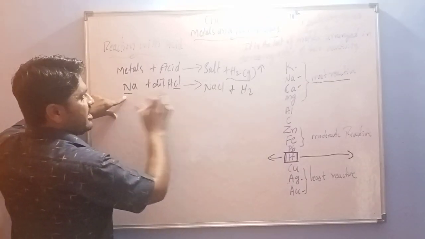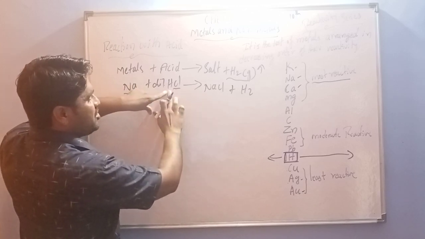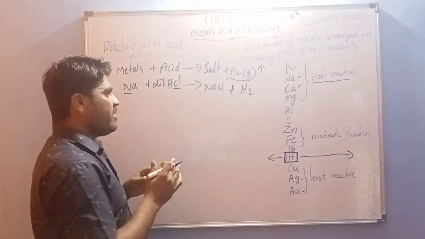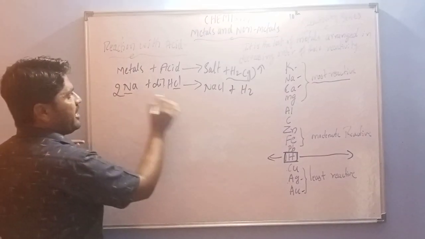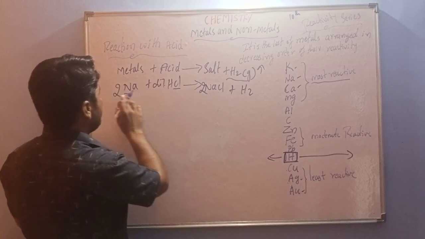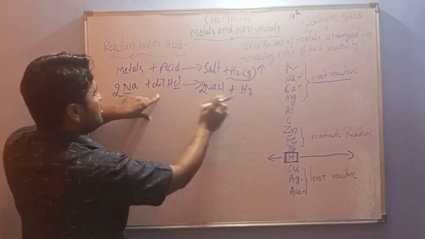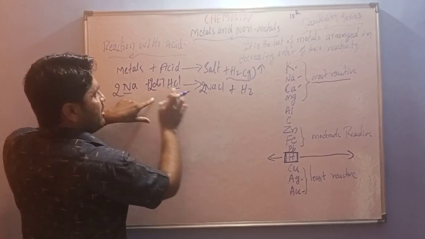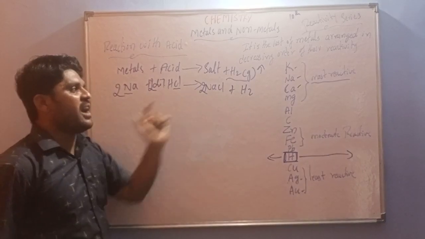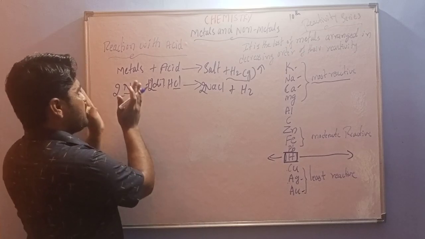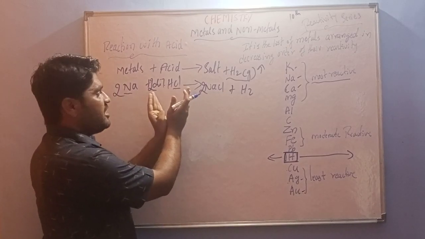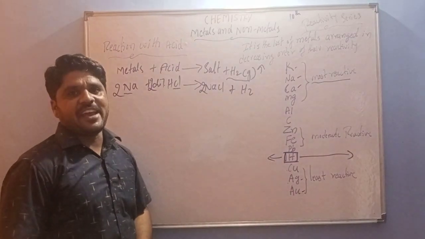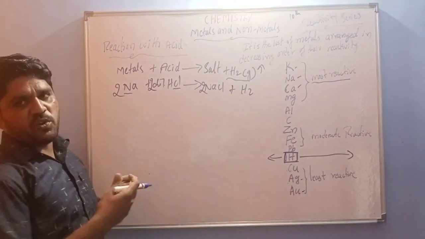Can you check whether it is balanced or not? Here one Na, here one Na. Here one H, here two H. So this reaction is not balanced, that's why you have to balance it. Here two Na, here two Na, balanced. Here two Cl, so here also you have to take two Cl. Here two hydrogens, here two hydrogens. Now the reaction is balanced. So in this reaction, when sodium reacts with dilute acid, it produces sodium chloride and hydrogen gas. I am taking one more reaction.